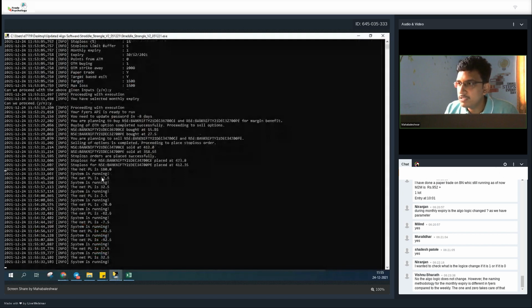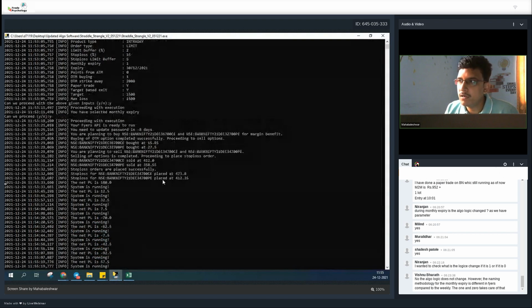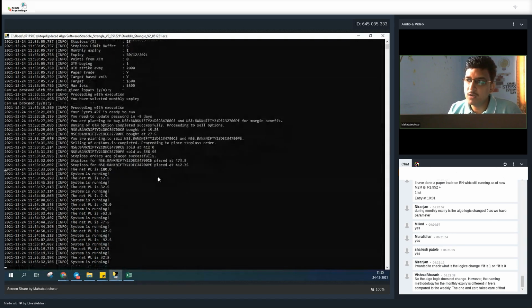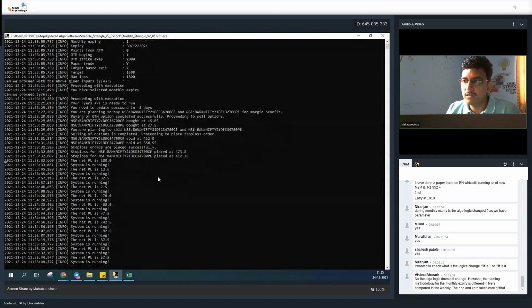and now you can see it's monitoring the P&L, and we have kept a target of 1500. If any of this target or stop loss is hit, this system will automatically close the paper trade, right? This is how the algo will work in the real account also. I'm just sharing the demonstration now.